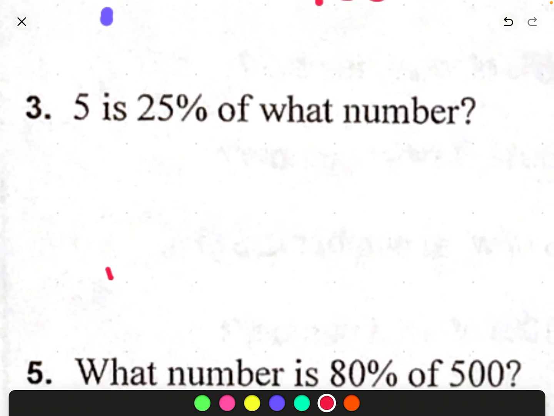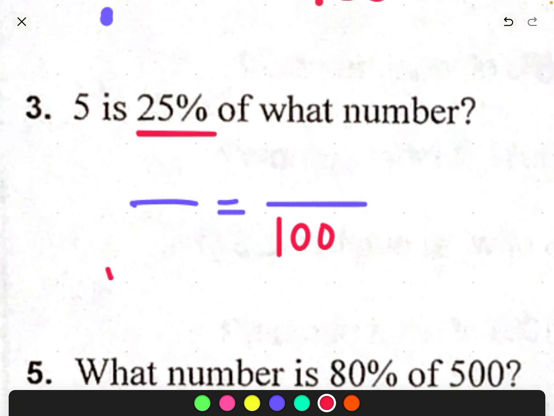Number three, 5 is 25% of what number? Good question. I got my percentage. I know where that needs to go. 5 is of what number? That's what I don't know. That's going to be my variable. Solve for the variable. Put them in the right positions.